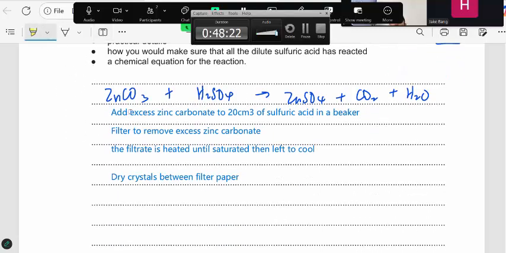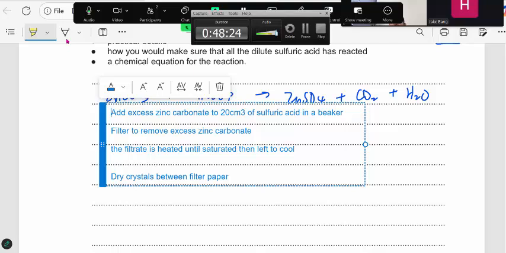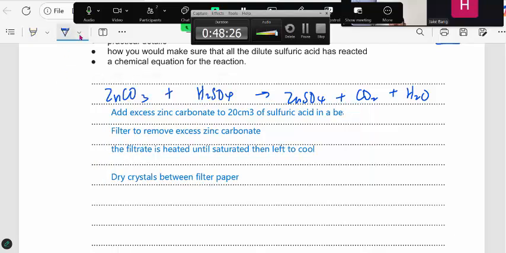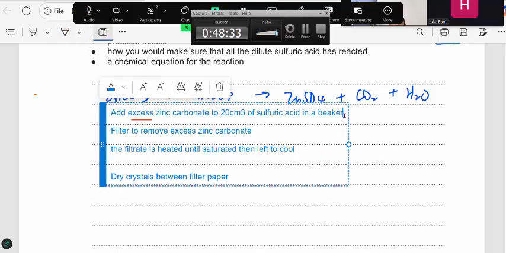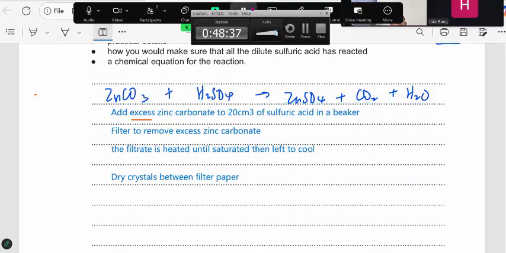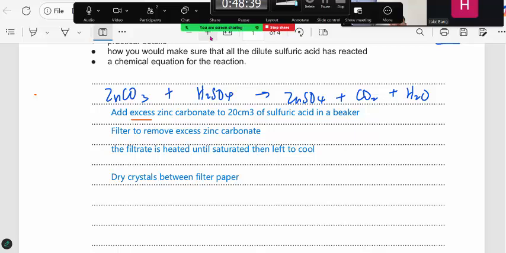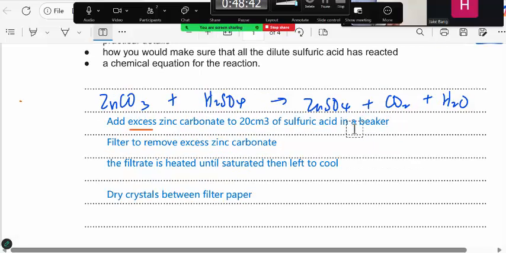Did you get it correct? Remember, you must add excess. Adding excess is how you get rid of all the acid. Can you understand? Did you get this correct? Yeah? Good.